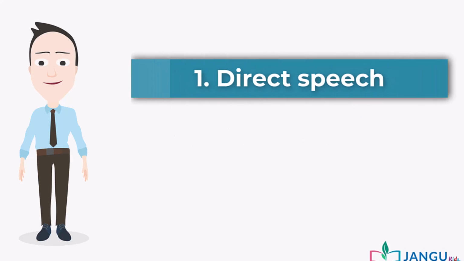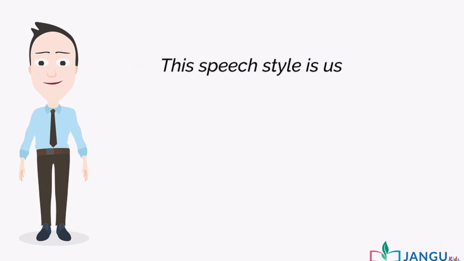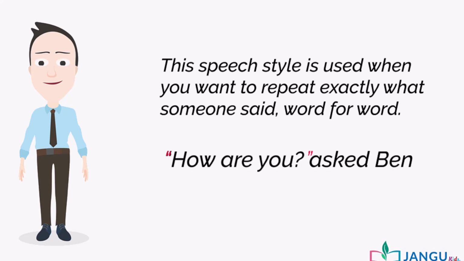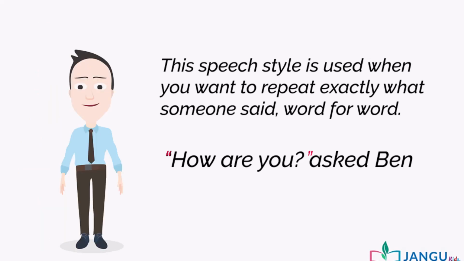1. Direct speech. This speech style is used when you want to repeat exactly what someone said, word for word. It is basically quoting what someone said. Therefore, in writing a direct speech, quotation marks are used to indicate the information being passed. In writing direct speeches, the name of the person who made the statement would normally appear before or after the quotation mark.